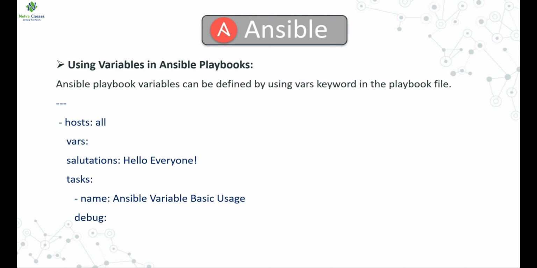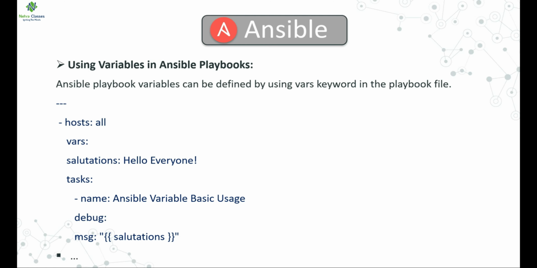After that, I will use the debug module to print the message, and after that I can define the message. So in the message field, I will simply mention the variable name as salutation within the double curly brackets, and make sure that you give one space before and after the variable name, and it should be enclosed in the double quotes. And after that, you can put 3 dots to close the Ansible playbook file.